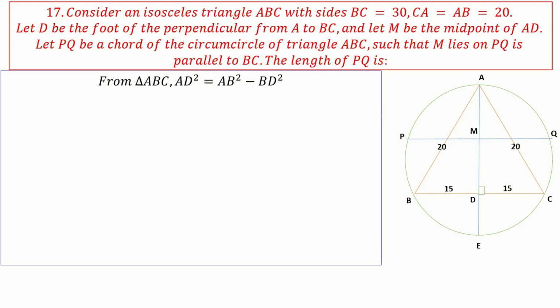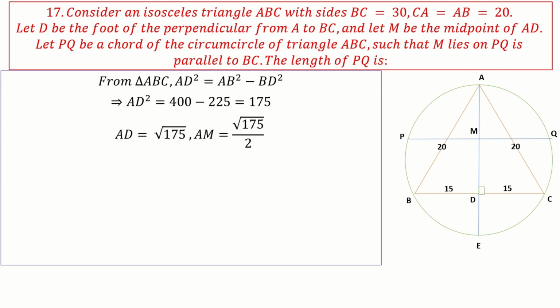Now we have to apply the chord rule basically. AD square equal to AB square minus BD square from the Pythagoras theorem in the right angle triangle. So I get the AD value from here. AD square is 175, or AD equal to square root of 175. Now M is the midpoint of AD, so AM equal to square root of 175 divided by 2.